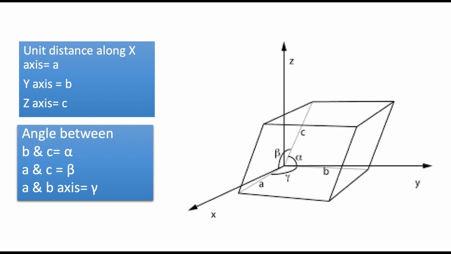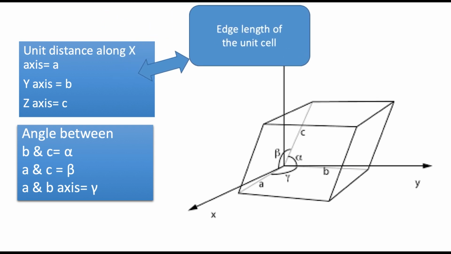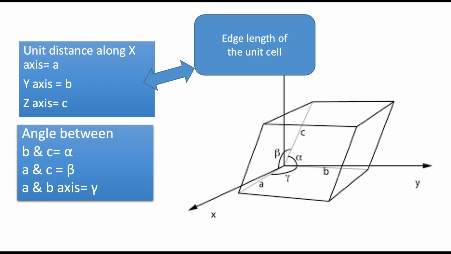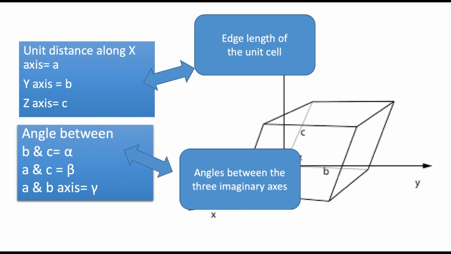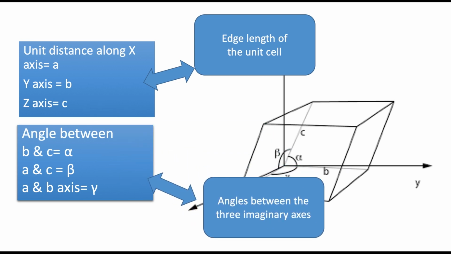To describe a unit cell, we should know the unit cell parameters. The distances a, b and c give the lengths of the edges, or the edge lengths, of the unit cell. The angles alpha, beta, gamma give the angles between the three imaginary axes. Now that you have understood the unit cell parameters, let us check which are the different types of unit cells.